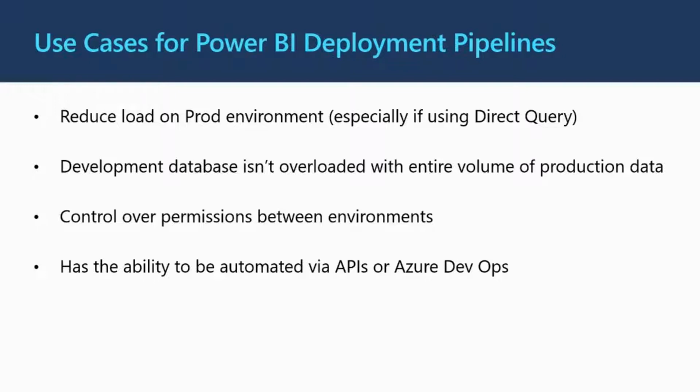This is also good because your development database can be shortened. It can be cut down so that it's not overwhelmed with everything that's in production. It also gives you control over permissions between the environments. Like, let's say you have sensitive data in production. This way, you can have developers that are working in dev and test who don't see that information, but can still work on reports with that dev and test environment. And you can control who has access to which workspaces, which apps, etc. The Power BI deployment pipelines also have the ability to be automated via the REST APIs or Azure DevOps.